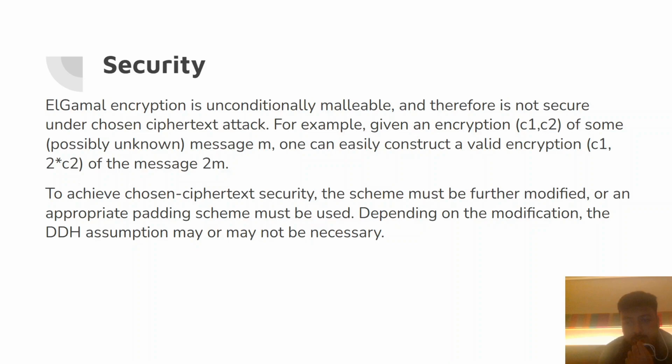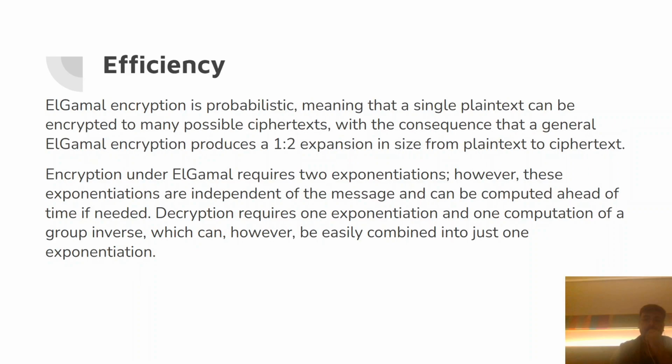And let's talk about the efficiency of this cryptosystem. ElGamal encryption is probabilistic, which is very different from RSA, and it means that a single plaintext can be encrypted to many possible ciphertexts, with the consequence that ElGamal generally produces a 1:2 expansion in size from plaintext to ciphertext.